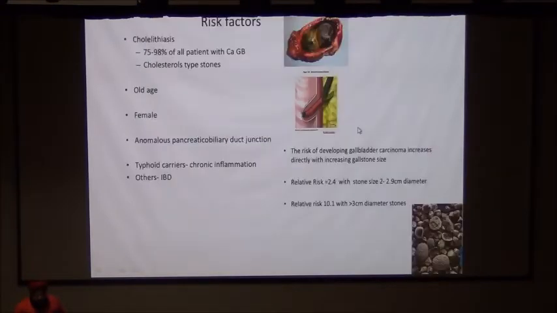But what are the risk factors? Cholestasis, in 75 to 98% of the patients with CAGB, cholesterol, different types of stone, old age, being female, typhoid carriers, and other chronic inflammations and IBDs could be risk factors. The relative risk is related to the diameter of the stone. The bigger the stone, the higher the risk of development of CAGB.